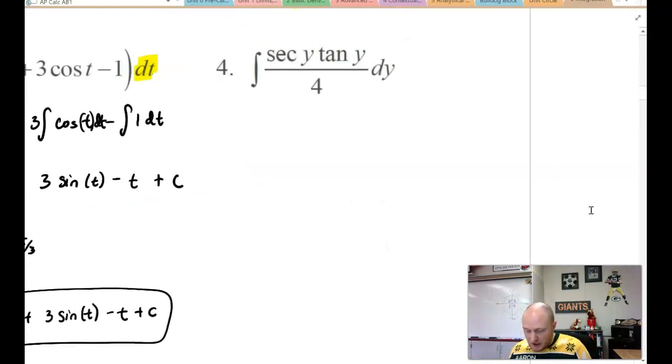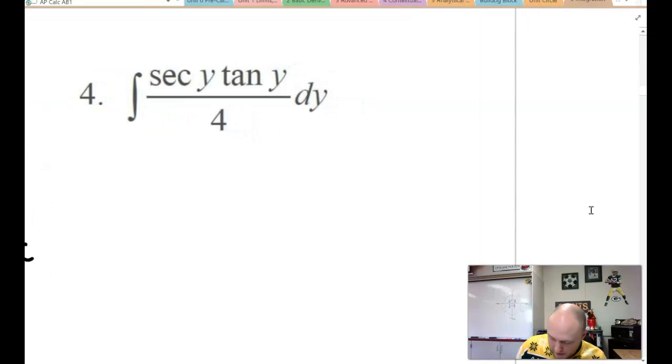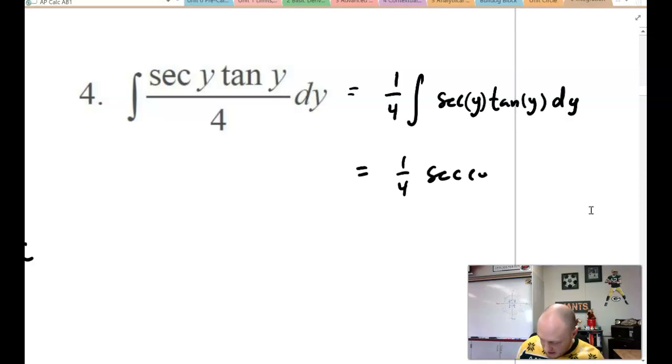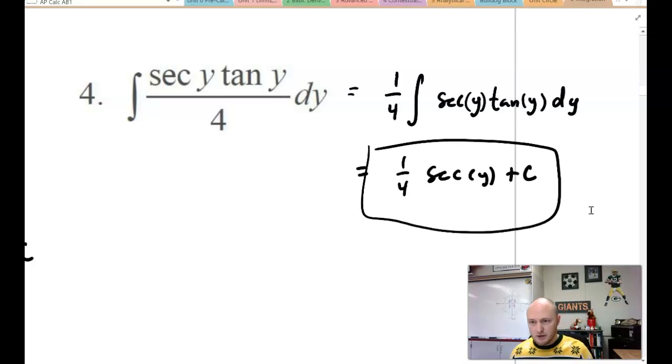All right, last example before I throw you a practice problem. I want to integrate the secant of y, tan y divided by 4 with respect to y. I'm going to pull out the 1/4. So I have the integral of secant y tan y with respect to y. The easy way to think about this is, the derivative of what gives me secant tangent? Well, that is just secant itself. So this is 1/4 secant of y plus c. There you go. Fourth example.